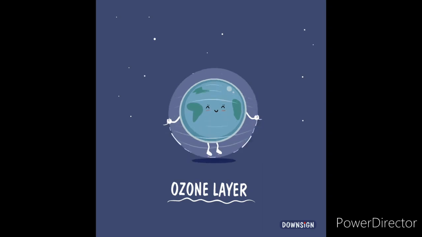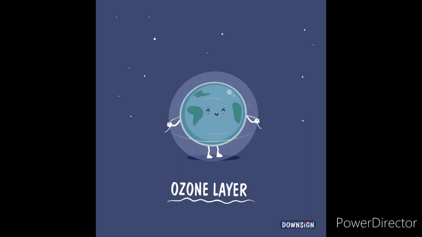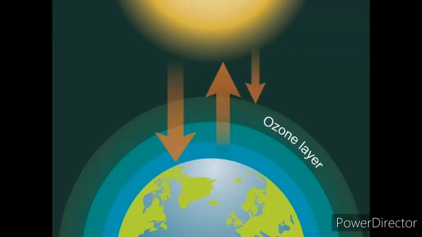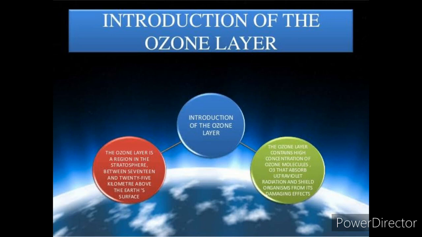Would you believe that Earth has its own form of sunscreen? Yes, it's true. It's called the ozone layer. And now let's talk about the ozone layer and its depletion.